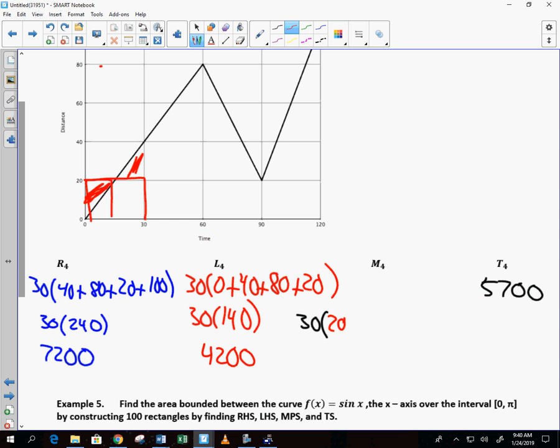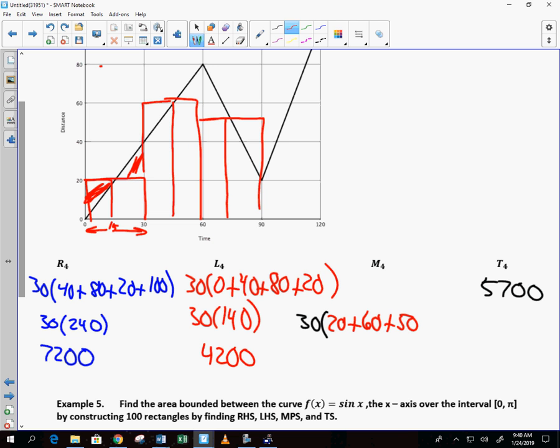So I get 20 plus 60 plus, I'm going 50. It's 15 on each side for the rectangle. So it's still a full width of 30. The true rectangle that I'm drawing looks like this. Just the spot in the middle is what I use to get the height. Better?